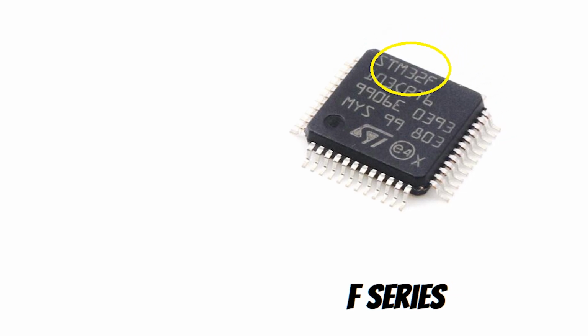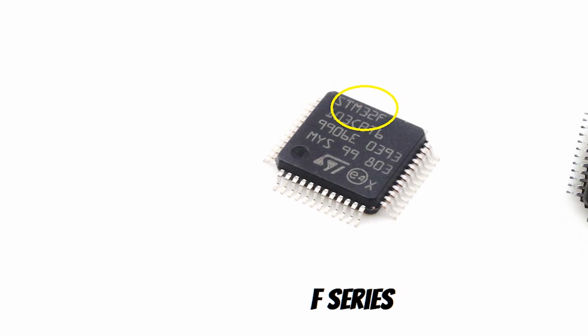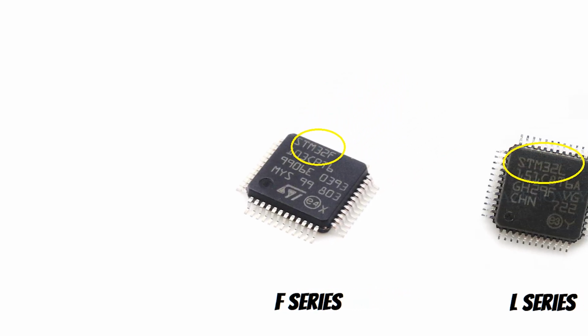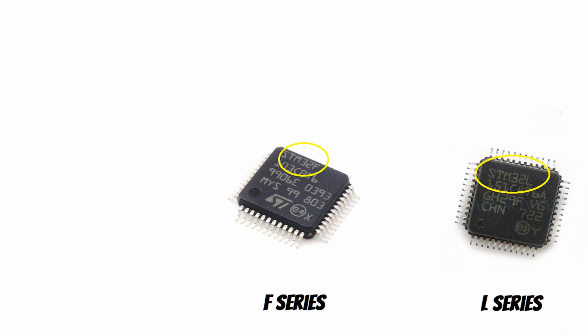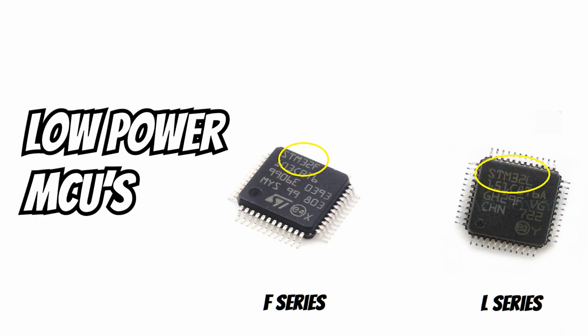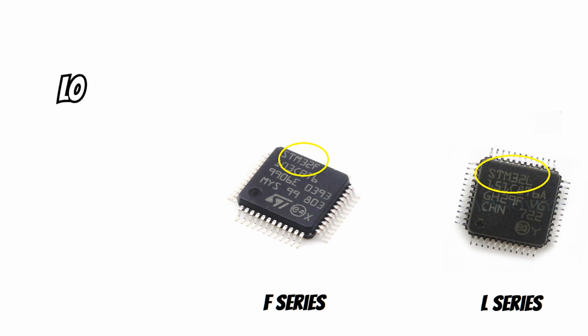Other than the mainstream microcontrollers, they also have two other types. The first being the ultra low power microcontrollers. This is the second type, called the L series, which stands for low power. They're categorized as L0, L1, and L4. You'll see on the package, for example, STM32 L0, STM32 L1, and STM32 L4. Again, I don't know why they jumped from L1 to L4, but yeah.